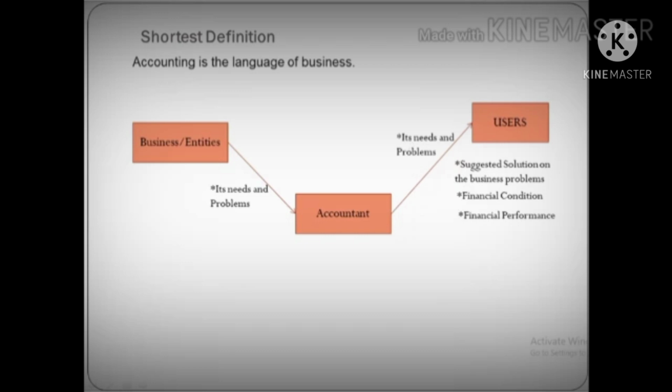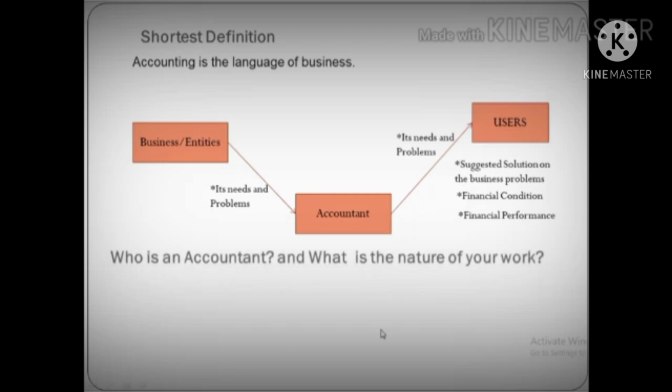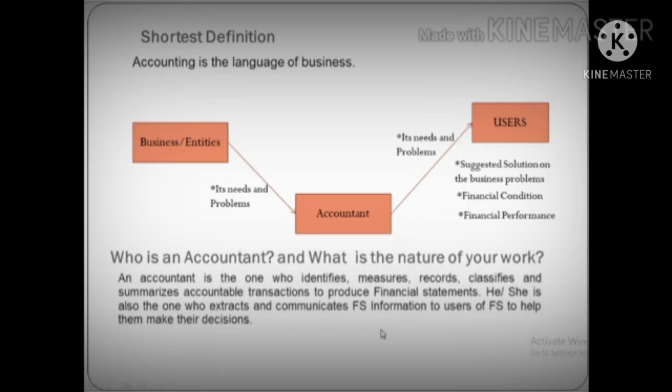So based on the definitions we discussed earlier, let us answer the questions: who are the accountants and what is the nature of our work? You can answer it with, an accountant is the one who identifies, measures, records, classifies, and summarizes accountable transactions to produce financial statements. He or she is also the one who extracts and communicates FS information to users of FS to help them make their decisions. I do not know if they will understand, but the most important thing is that you do. Or you can answer them shortly: an accountant is the interpreter of the language of business.